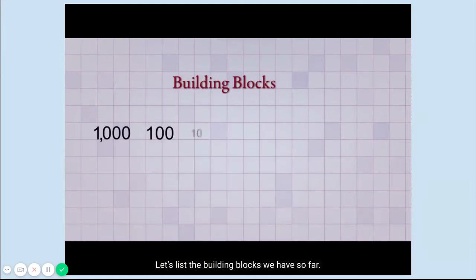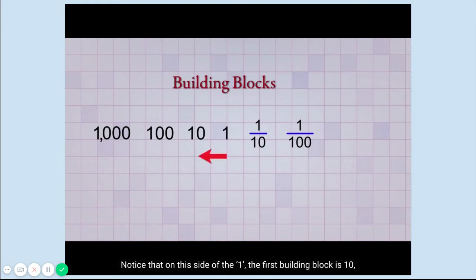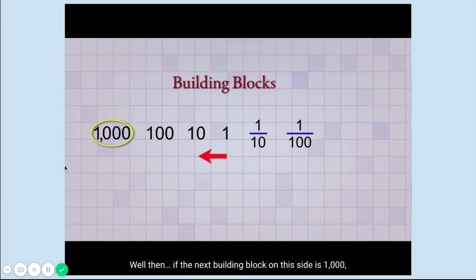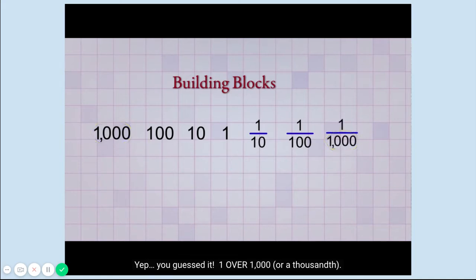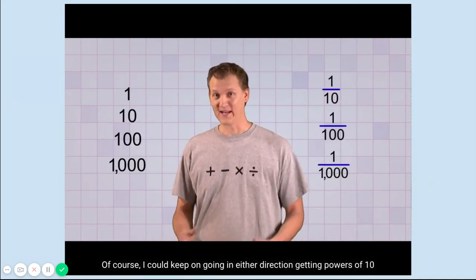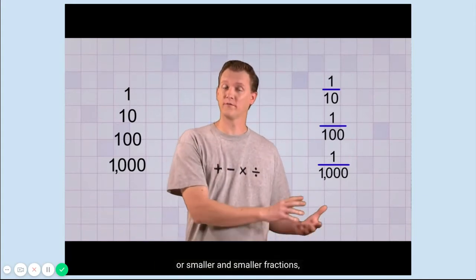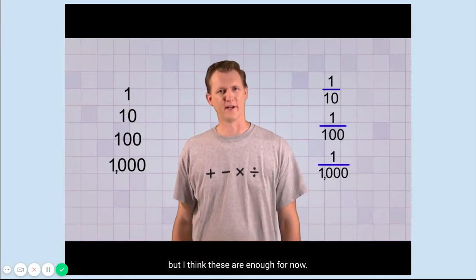Let's list the building blocks we have so far. Notice that on this side of the 1, the first building block is 10. And on the other side of the 1, the first building block is 1 over 10. And back on this side, our next building block is 100, and on the other side, it's 1 over 100. Well then, if the next building block on this side is 1,000, what do you suppose the next building block on the other side would be? Yep, you guessed it, 1 over 1,000, or a thousandth. Of course, I could keep on going in either direction, getting powers of 10 that are bigger and bigger whole numbers, or smaller and smaller fractions, but I think these are enough for now.